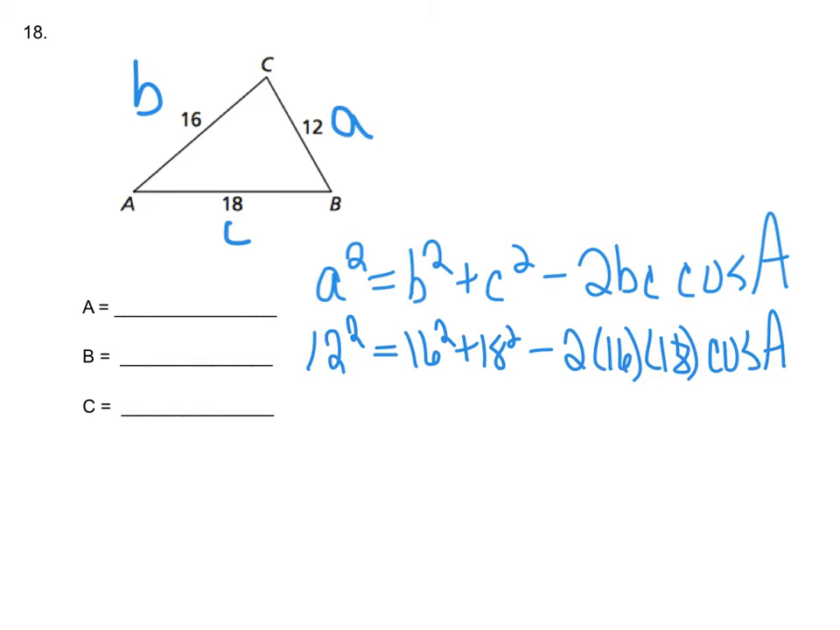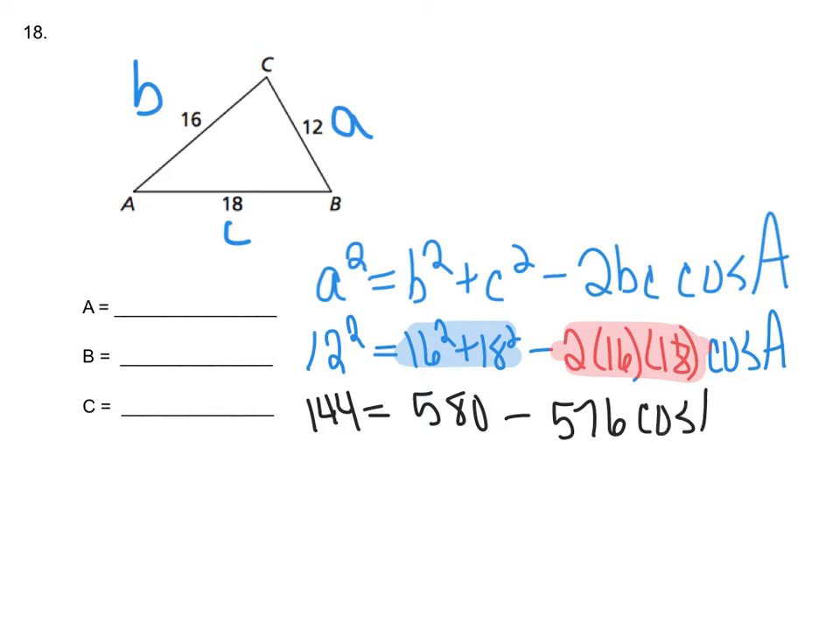Be very careful, again, when you're doing these. You can add these together, but then you also need to multiply these before you subtract, or before you do anything else. So on this side, we'd have 144. If I add together 16 squared plus 18 squared, I get 580, minus 2 times 16 times 18, which is 576, times the cosine of A.